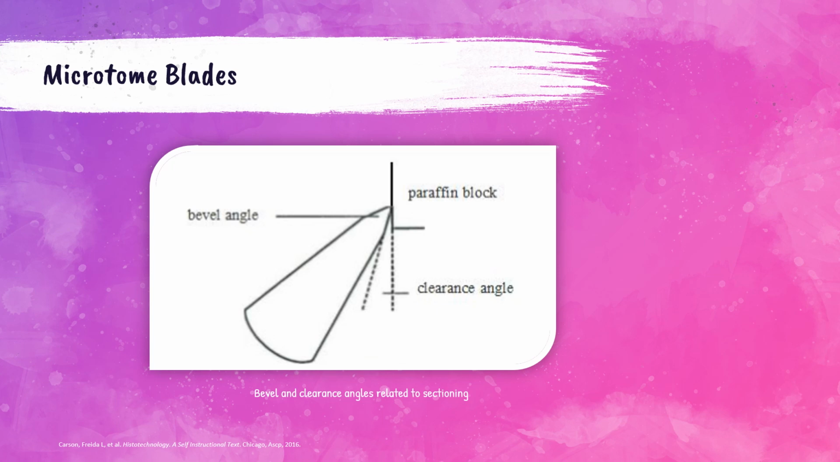A cutting facet is on each side. These cutting facets intersect at an angle which is known as the bevel angle, and this needs to be at 27 to 32 degrees. The clearance angle is the tilt of the knife in relation to the tissue block that it is cutting. This needs to be from 3 to 8 degrees. This picture shows these angles that we're referring to, so the bevel angle and the clearance angle.